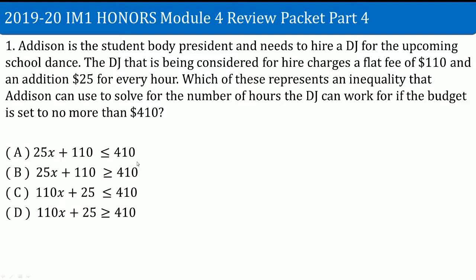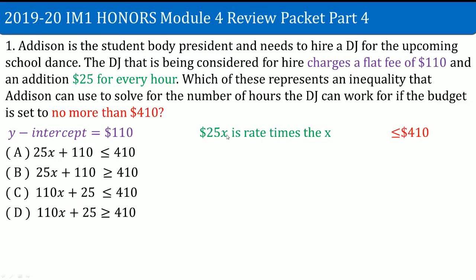There are a couple of key things that you have to extract before you solve the problem. The first one is that you have to understand what the charge of a flat fee means. The flat fee is a fixed amount that is considered your y-intercept, which is in this case $110. Next, you're going to see the $25 for every hour. For every hour, that refers to a rate, so it's going to be 25 times x because you don't know how many hours. And it says no more than $410, so it has to be less than or equal to $410. Plugging it in, you get 25x plus 110 has to be less than or equal to $410.